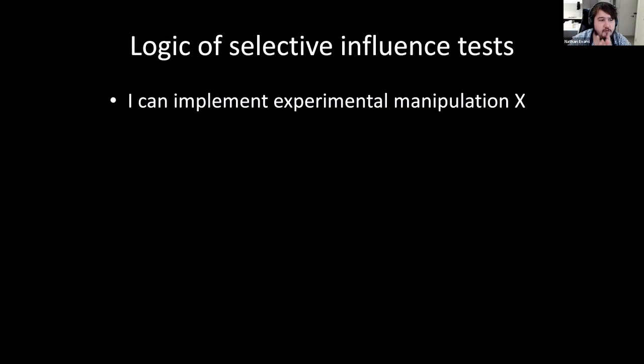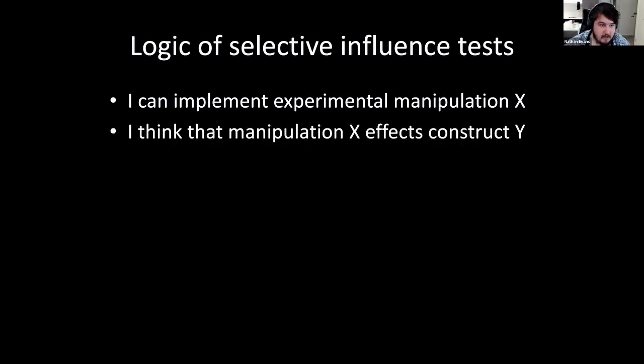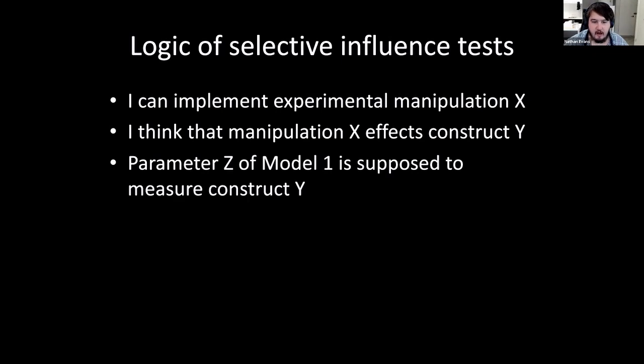So this idea of selective influence tests is quite popular within cognitive psychology. And it's this idea of testing a model by seeing whether a manipulation that you think should only manipulate a certain parameter does only manipulate that parameter. I'll unpack this a bit here though. So the logic of selective influence tests is the following. You've got to be able to implement some experimental manipulation. That's manipulation X. And then you think that this manipulation X will affect construct Y. So you've got this manipulation and you think it should affect this construct that you think happens as part of the cognitive process.